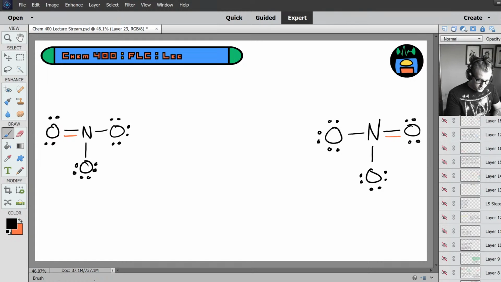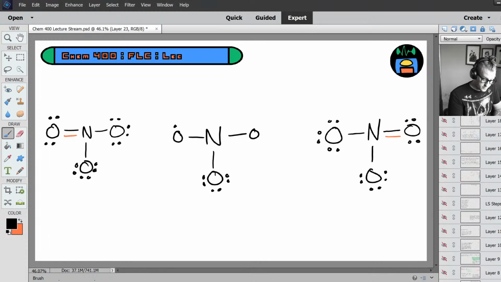Or there's a third door. While drawing the Lewis structure, I could just as easily have taken the 2 electrons for the double bond from the oxygen that was pointing directly down. Which, if I had, would have given me a Lewis structure that looks like this. All right. Once I throw my formal charges on there, they all come out to look like this.